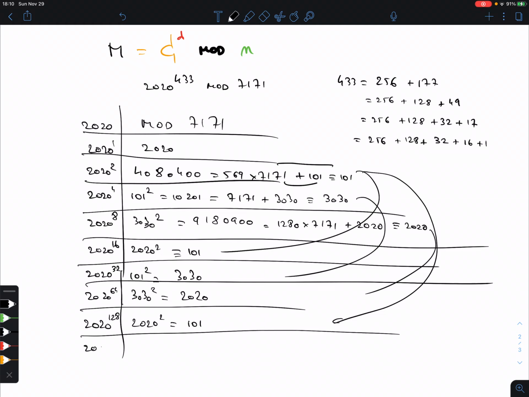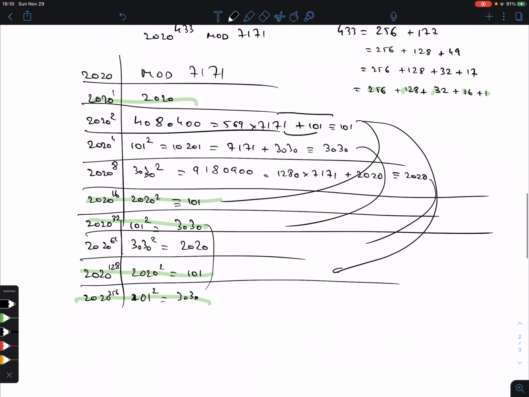The next power, 2020 to the power 256. That's 101 squared, and that is the same. We got it here, 3030. Okay. So what are the things that we need to look at? This, and this. So 256, 128, 32, 16, and 1. Okay, let's put it all together.